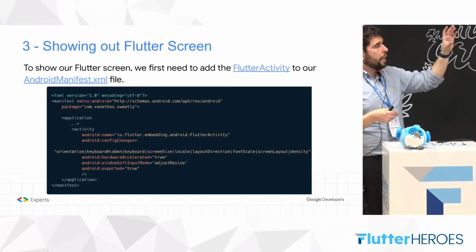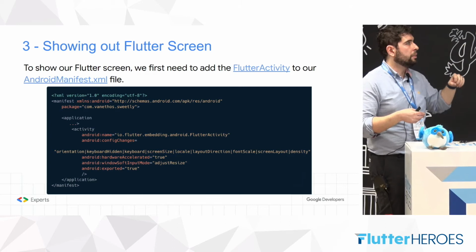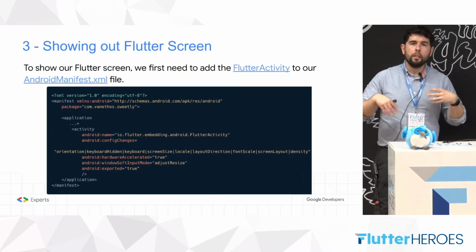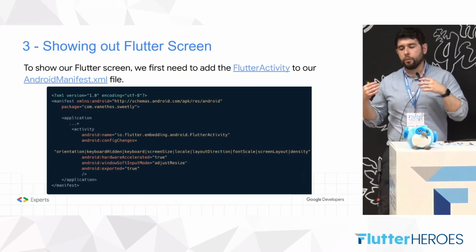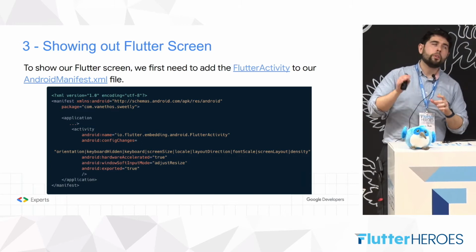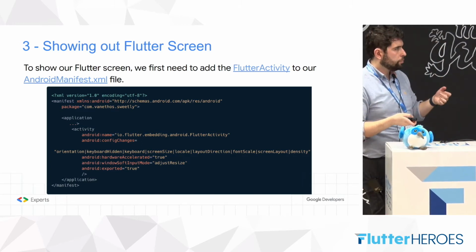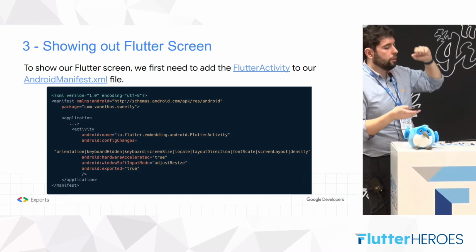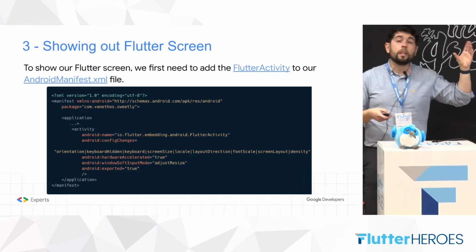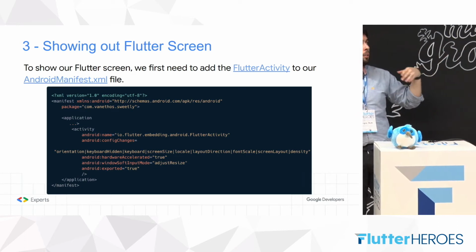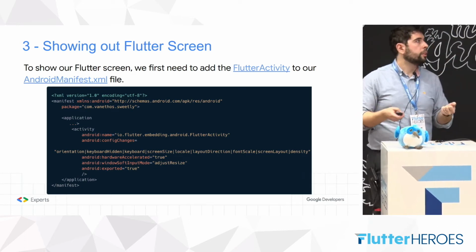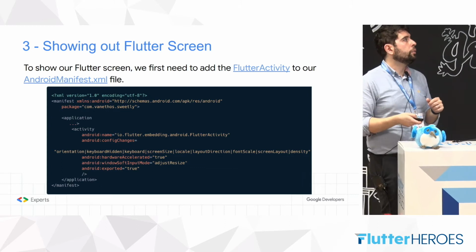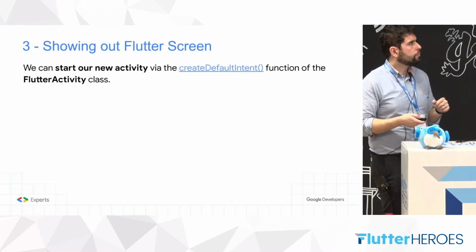And then we need to put a lot of configuration changes because, again, Flutter is going to handle if a keyboard is shown on the screen, if you resize your screen, if you rotate your phone, etc. And finally, the hardware acceleration, window soft input, and the exported equals to true. These are all things that are in the documentation. So again, we could just copy them, tinker with them if you like, and use them in our application.